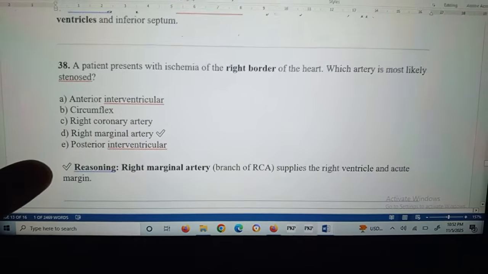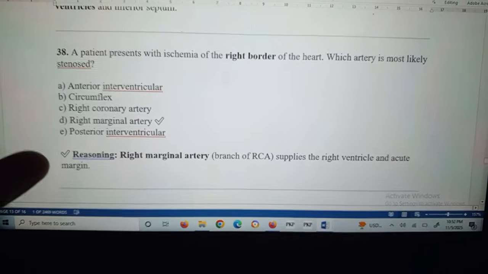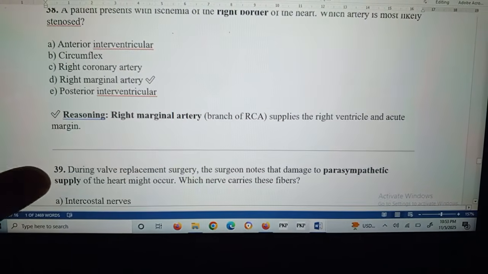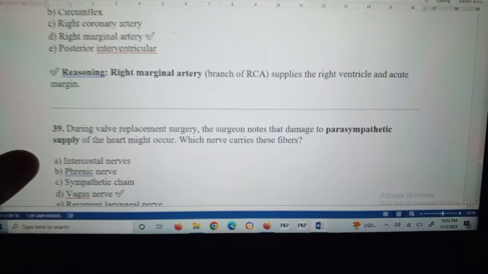38. A patient presents with ischemia of the right border of the heart. Which artery is most likely stenosed? Right marginal artery, a branch of the right coronary artery, supplies the right ventricle and the acute margin.